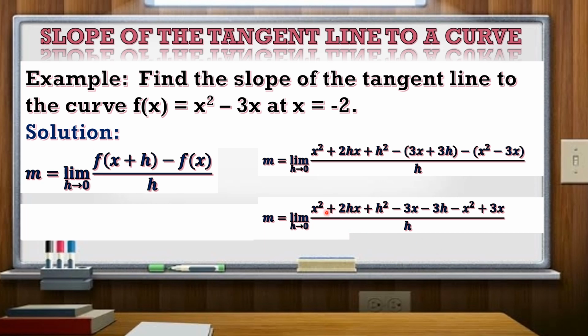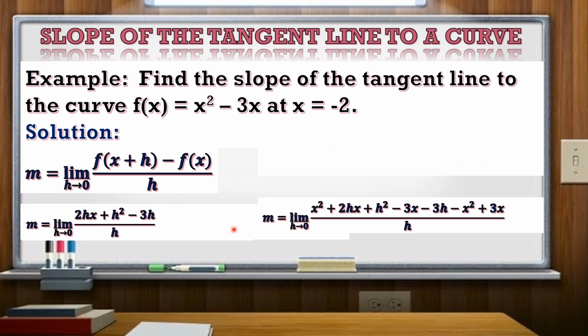So ano dito yung mga like terms? Yung x squared, pwedeng isama sa negative x squared. That is equal to 0. So cancel siya. Ano pa, itong negative 3x, pwede nating i-combine to positive 3x, resulting to 0. So yung may iwan na lang is the 2hx plus h squared minus 3h all over h. Okay? Then, we cannot use the substitution here kasi yung function natin magiging indeterminate.